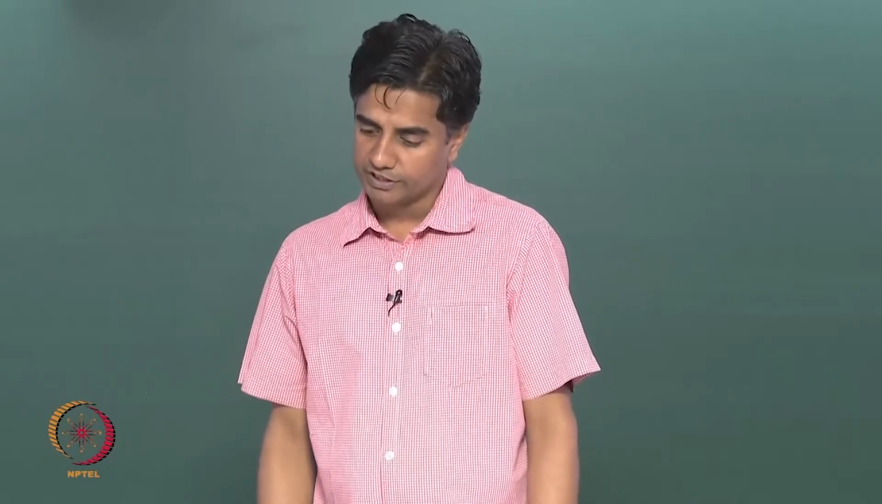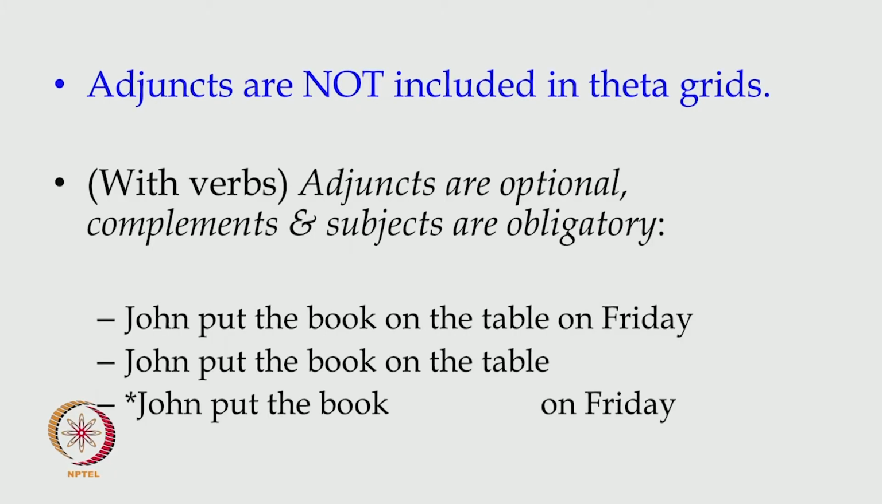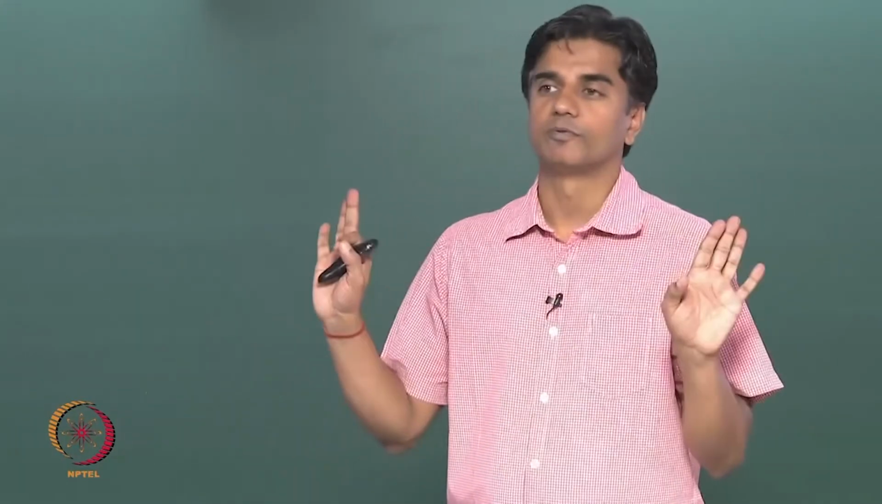John put the book on the table on Friday. On the table is a subcategorized element. If that is missing, the sentence is going to be ungrammatical. We cannot say John put the book on Friday. Okay? So that tells you, however, John put the book on the table is perfectly a grammatical sentence. Even if we don't say on Friday, it doesn't have any bearing on grammaticality of the sentence.